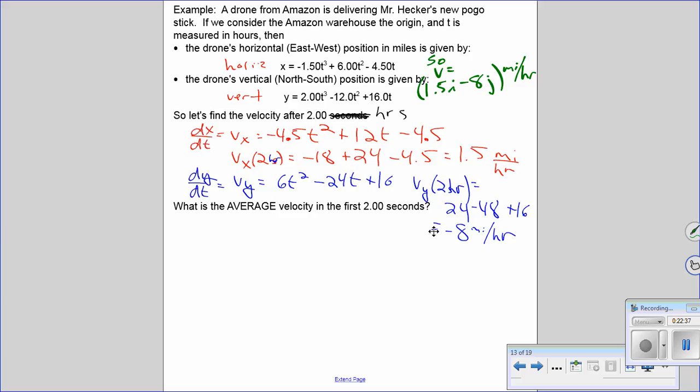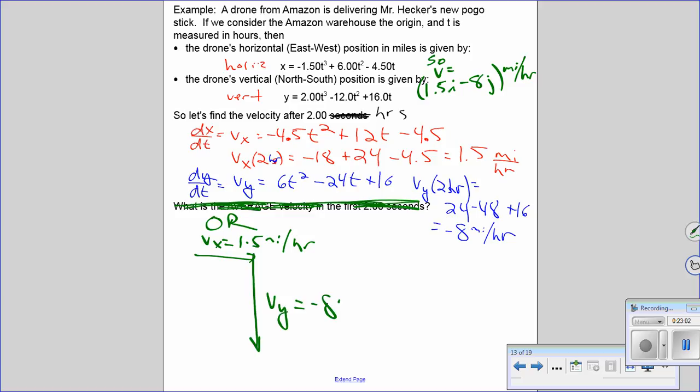All right. Are you good? Do you want me to go through it, or are you good? Yep. Okay. We'll come back to that in a second. All right? So, or we can write it this way. We can say, all right, well, my horizontal velocity is 1.5 miles an hour. My vertical velocity is negative 8 miles an hour. Here's my hypotenuse.